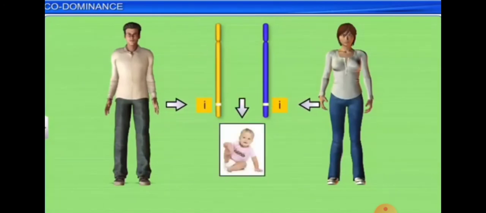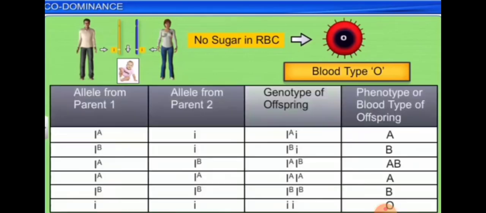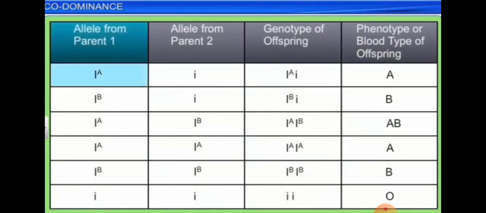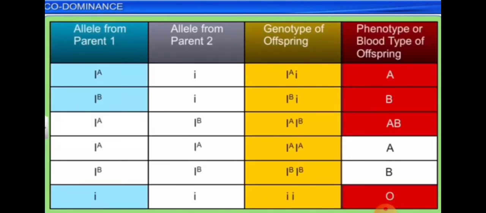However, if the alleles from both the parents are small i, the RBCs will have no sugar in them, and the genotype of the offspring is ii, and the phenotype is O. Therefore, as there are 3 different types of alleles, there are 6 possible genotypes and 4 different blood groups or phenotypes that exist. Apart from being a good example for co-dominance, the ABO blood grouping system is also an ideal example of multiple alleles.